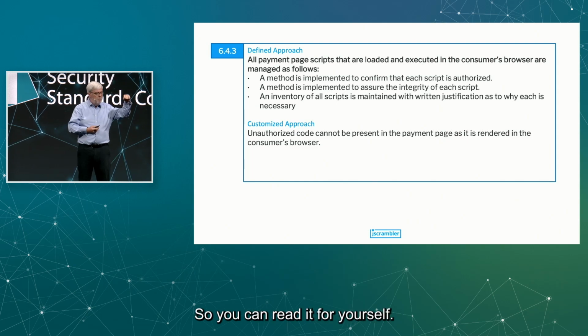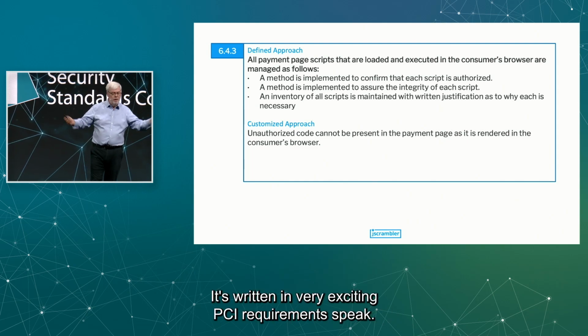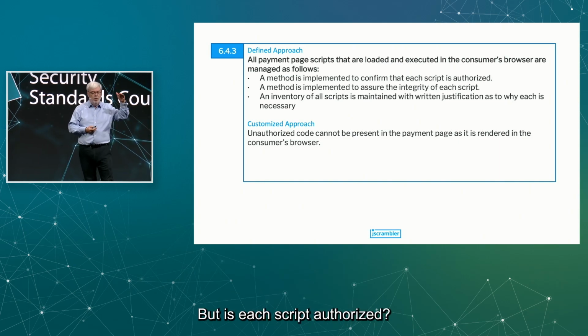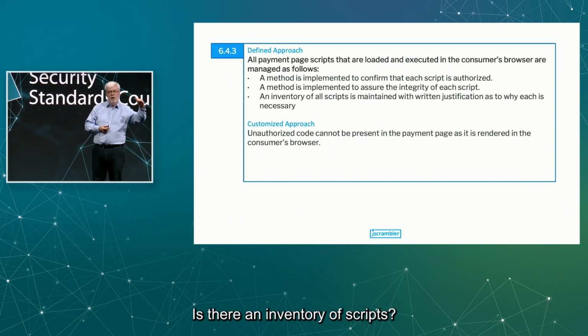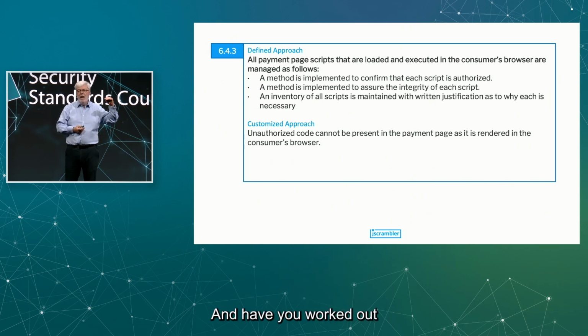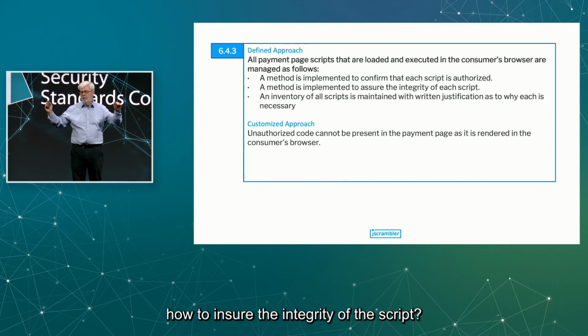You can read it for yourself. It's written in very exciting PCI requirements speak. But is each script authorized? Is there an inventory of scripts? Is there a justification of why that script is necessary on the payment page? And have you worked out how to assure the integrity of the script?